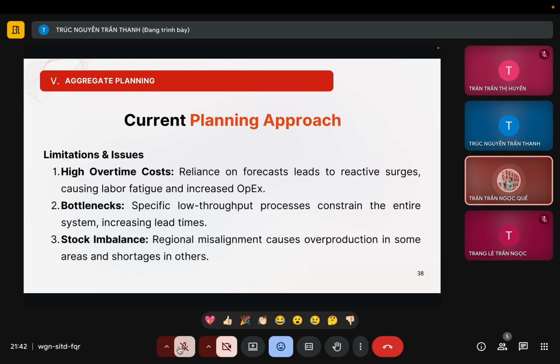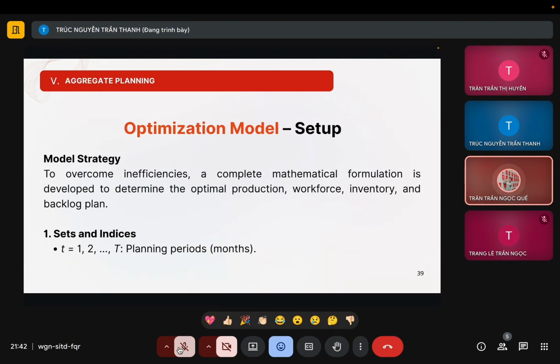However, the current system has three big problems. The first one is high overtime costs. The second one is bottlenecks, and the last one is stock imbalance. To fix it, we build a mathematical operational model, an optimization model. It calculates the best production and workforce plan for each month.